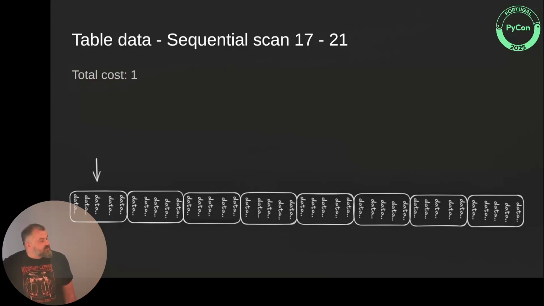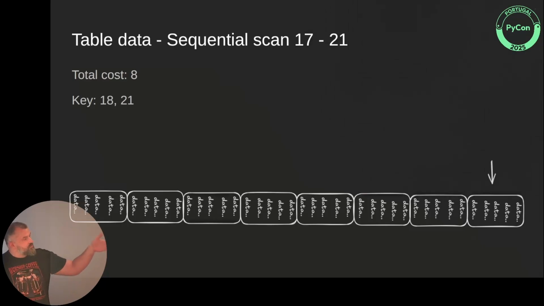So let's think like a database. We want to find all keys from 17 to 21. I know how many blocks I have for this table, and I have to scan through all of them to find those keys. So how much will it cost? Reading one block costs 1, two will cost 2, and so it goes through all the blocks. So it knows that the total cost in this example will be 8, and it will find all the keys by doing this. The other choice is to use an index.